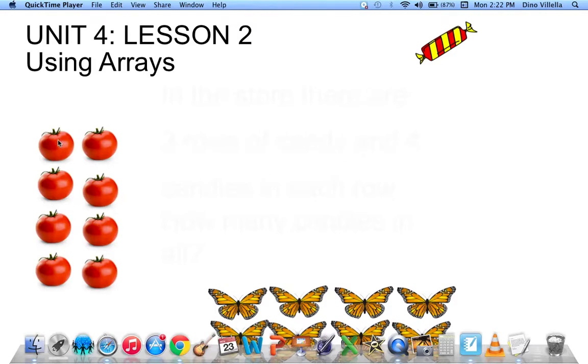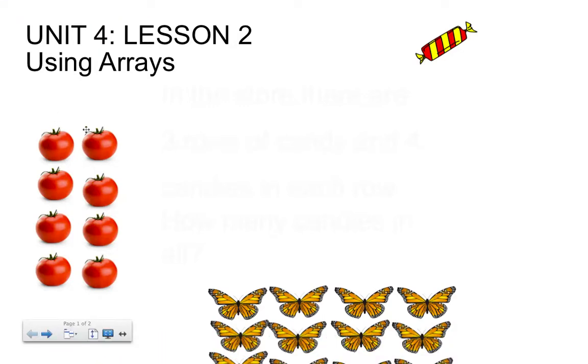Okay, so here I have 4 rows, 1, 2, 3, and 4, and in each row there are 2 tomatoes. So what I could say is, up top I have the number 2. Along the side I have 4. And how it's used in multiplication is you should think of 4 times 2. So I have 4 times 2 equals 8.